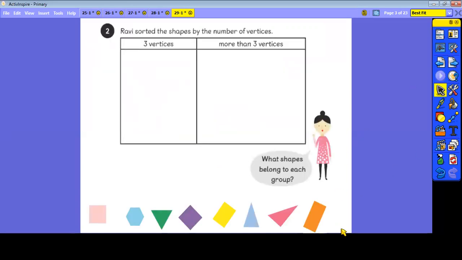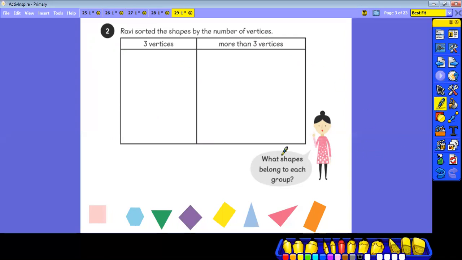Oh, but look at this table. It says Ravi sorted the shapes by the number of vertices. Remember that word from lesson 2? And Ruby asks us, what shapes belong to each group? Again, if you'd like to do this independently, you can pause the video. If not, you can carry on with me. So let's have a little look at the shapes. We're sorting them by vertices, so we need to count, don't we, the number of vertices that each shape has.